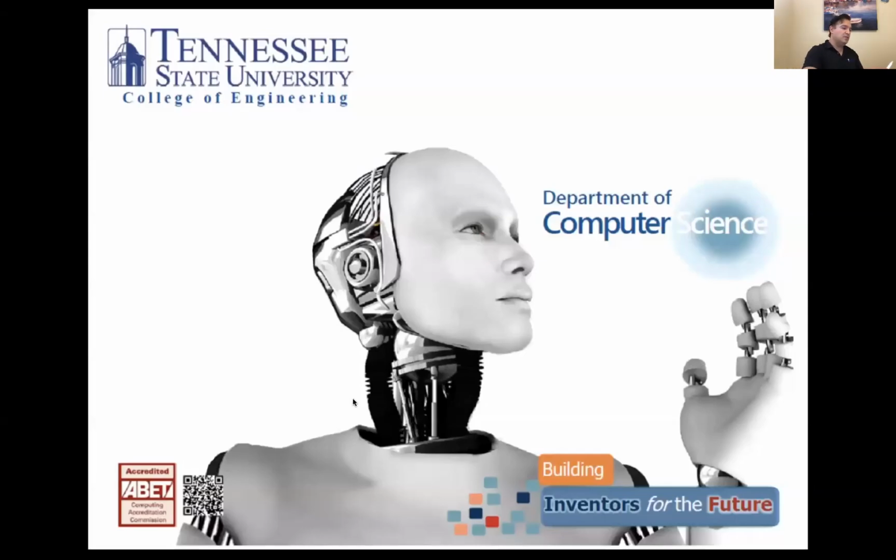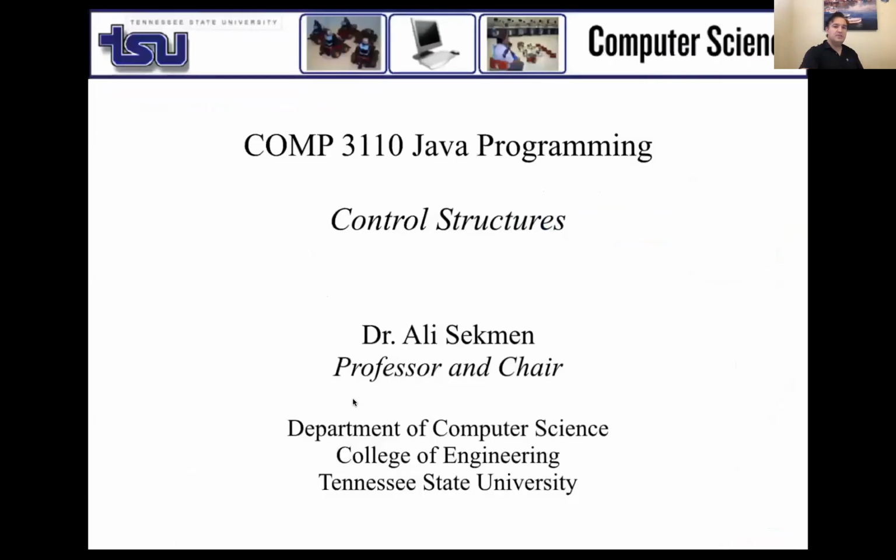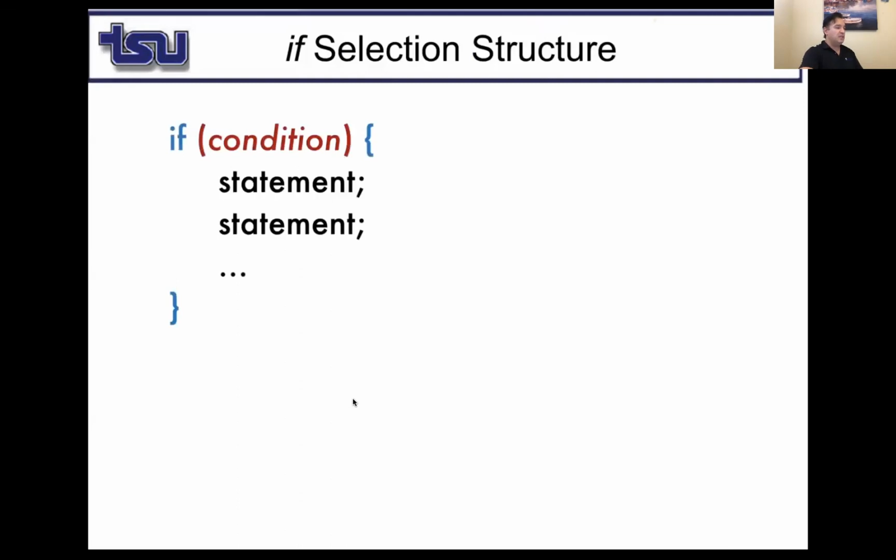Okay, let's get started. This is for the COM 3110 Java programming class at Tennessee State University. We are going to focus on control structures today. Let's start with the if selection structure.